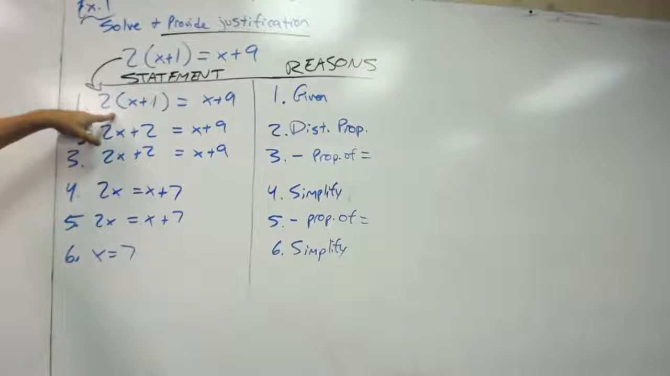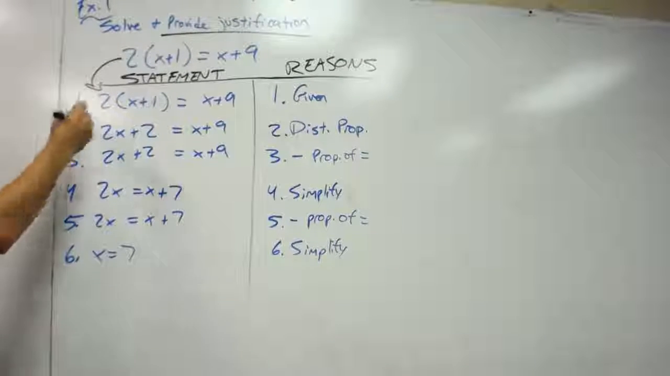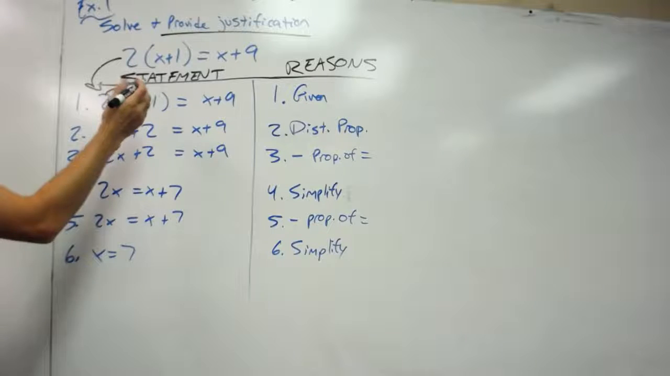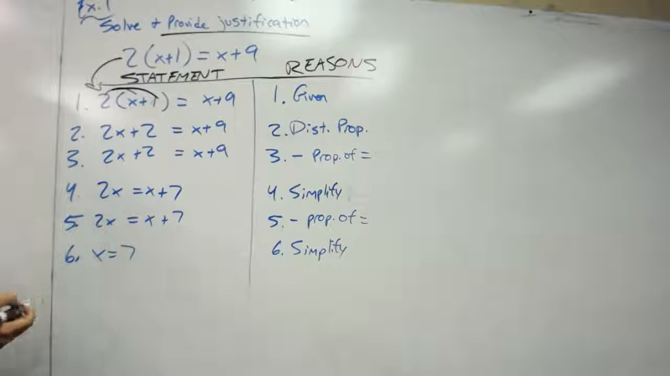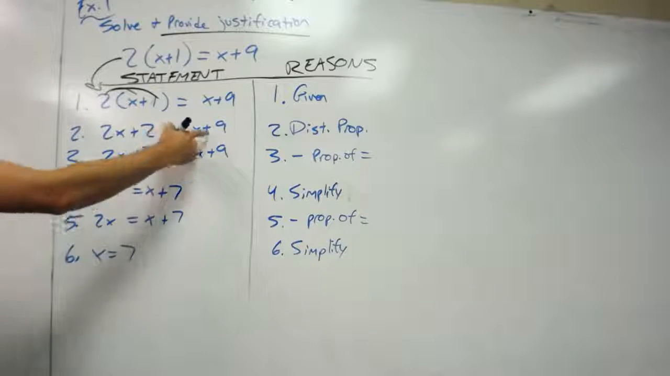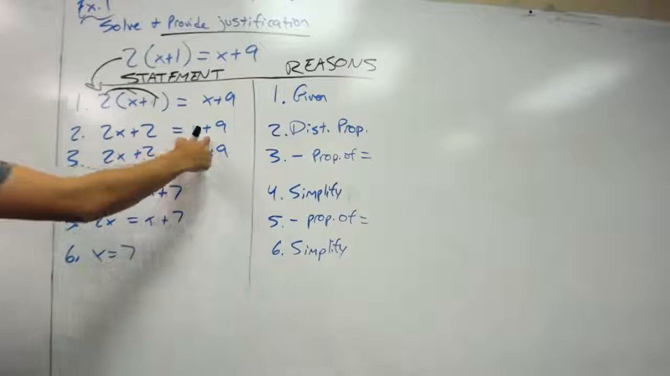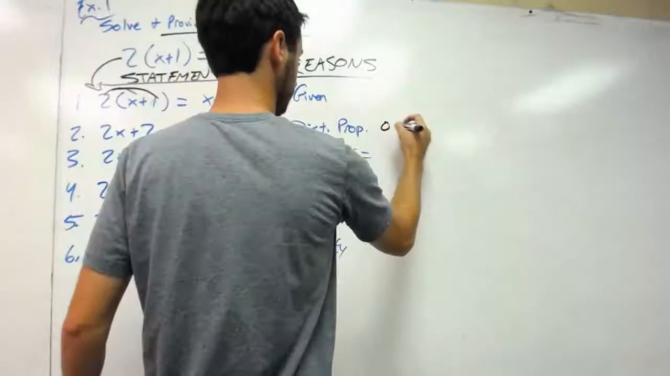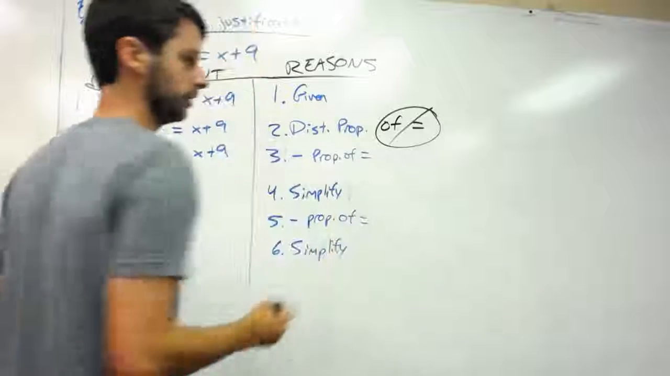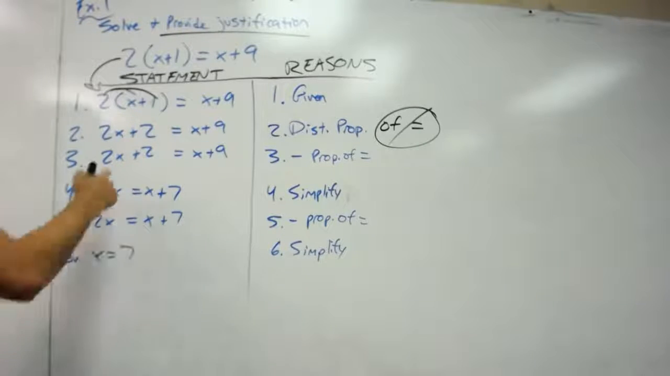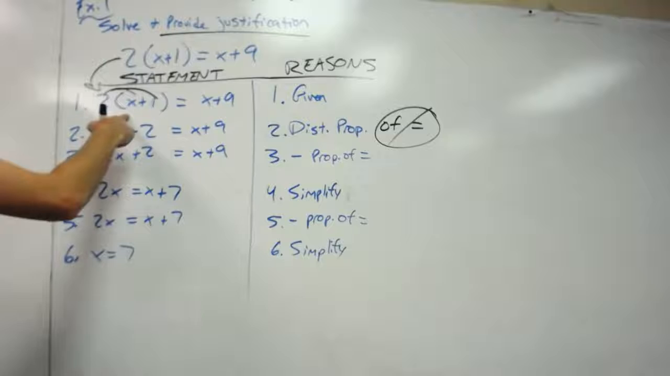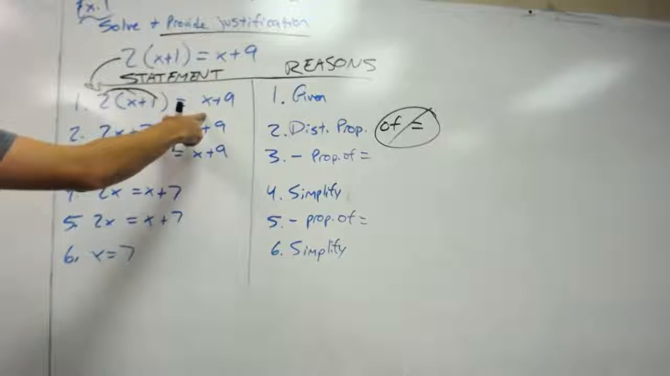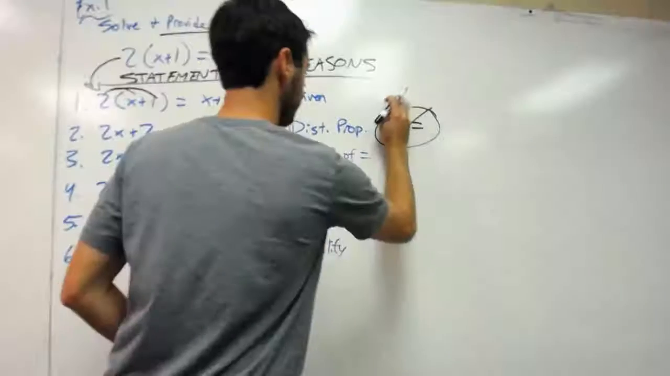From here, what would be our next step to solve? Well, it would be doing 2 times x and 2 times 1, right? Now, we didn't talk about this property, but when we do that, we get 2x plus 2 equals x plus 9. And what we do is just we would write in the distributive property. Now, notice this does not say of equality. Why does it not say of equality? Because we only distributed on this side. We didn't distribute on this side, so therefore we just call it the distributive property, and it is left on its own.